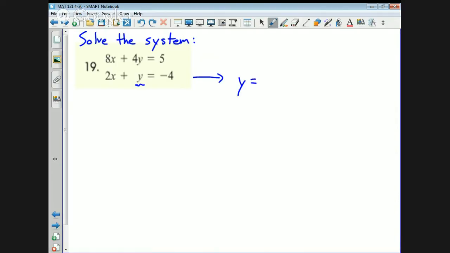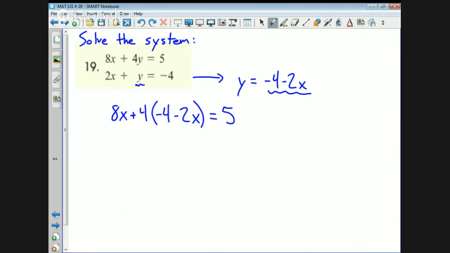And we'll get y equals -4 minus 2x. I'm going to plug that into the second equation, or the top equation, more importantly. We'll have 8x plus 4 times (-4 minus 2x). This whole expression I found for y, plug in for the y, and then equals 5. And then we'll have 8x minus 16 minus 8x equals 5. And then we'll have -16, because our 8x and -8x will add together to be 0. -16 is supposed to equal 5. That's not true. -16 doesn't equal 5.